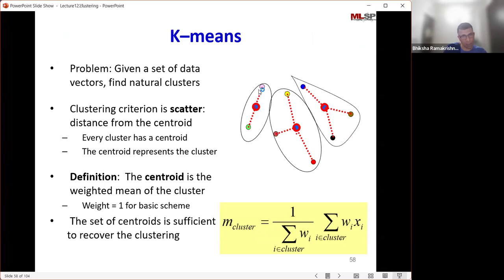So here's how you have normally seen k-means clustering. Let's say the problem is given a set of data points shown by these colored dots. You want to find the natural clusters. And the clustering criterion we would use typically is the scatter, which is the total squared length of the distance of each data point from the centroid of its own cluster. And the centroid is generally defined as the weighted mean of the cluster, where in the simplest case, every data instance is given equal weight. So all the W's are 1.